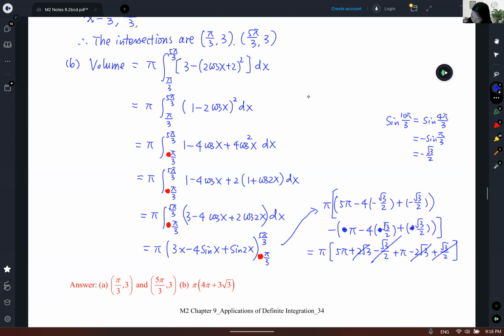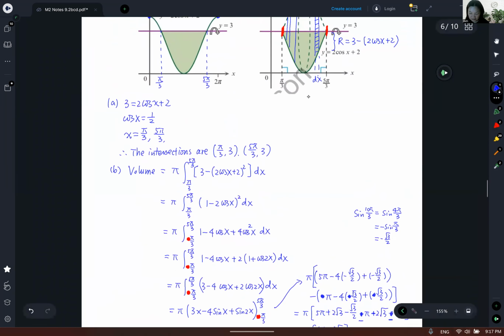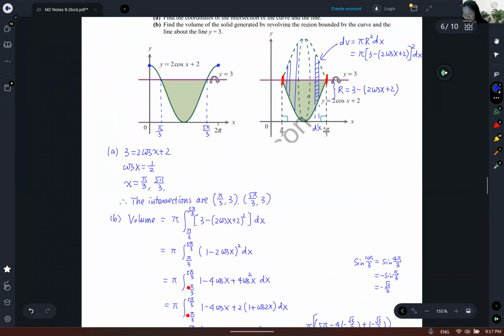Yeah. So here, this one is negative, positive, negative. Right? So, yeah. That's pi, 4 pi plus 3 root 3, close bracket. Oh, that's it. So it's a simple example, but the calculation is messy.